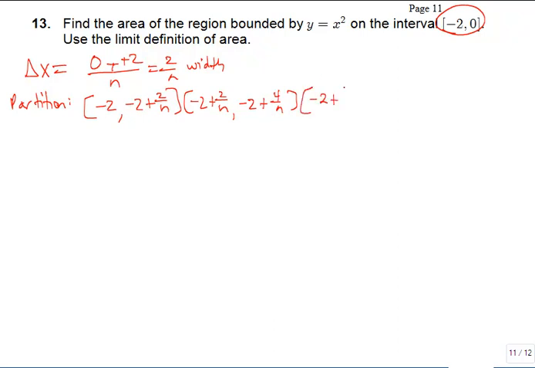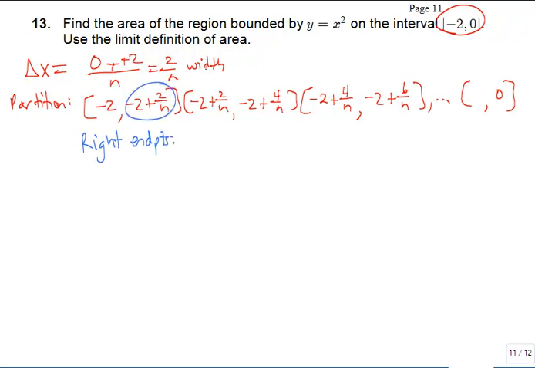If you wanted to continue writing these, this one would pick up at negative 2 plus 4 over n, and then I would add another width to that. 4 over n plus another 2 over n would put me at negative 2 plus 6 over n. And then this would continue until I get to 0. So what we want to do to make your life easier is use the right endpoints. So that would be this, this, this, all the way up to there.